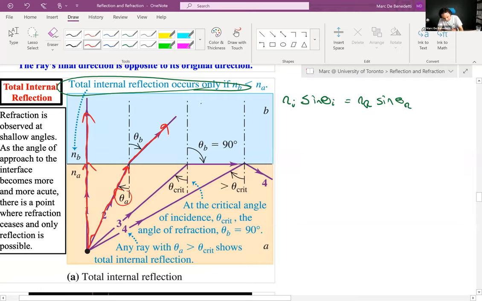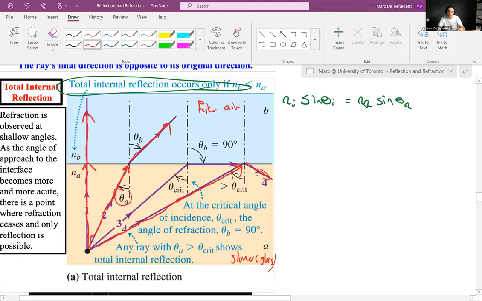let's say this is slower, and this is faster. Then it'll bend away from the normal. This is faster, so something like air, for instance, and this is slower, so something like glass, I don't know. Okay, so if it goes into something faster, it'll bend away from the normal. And scenario three, or actually let's skip scenario three. Scenario four, if you go beyond, it won't bend at all, it'll come back in.